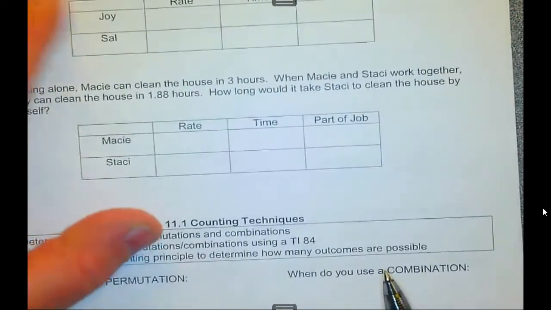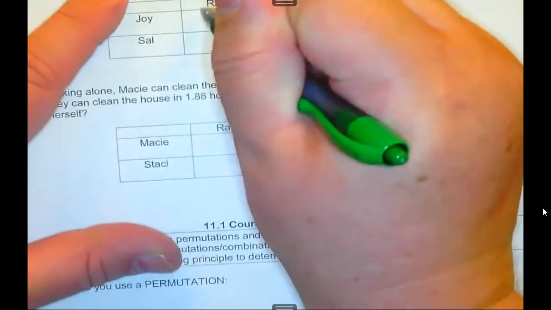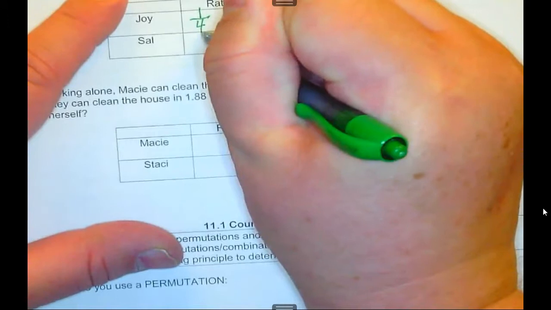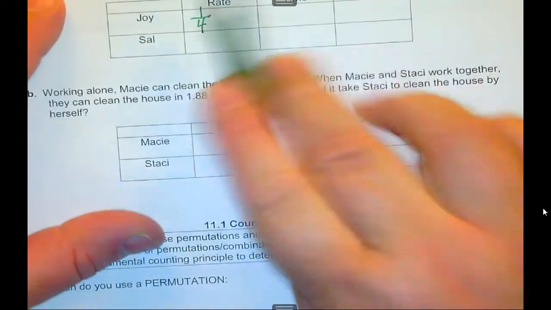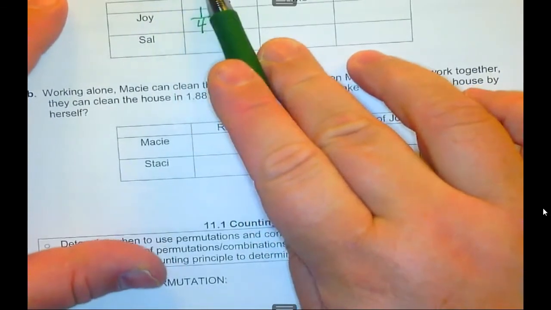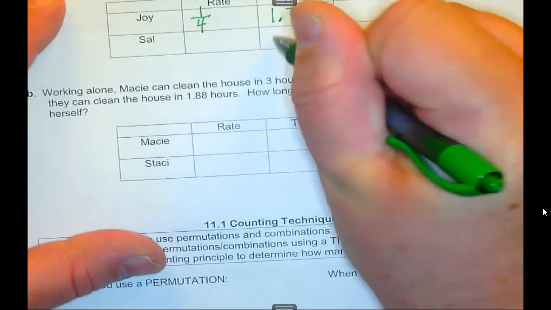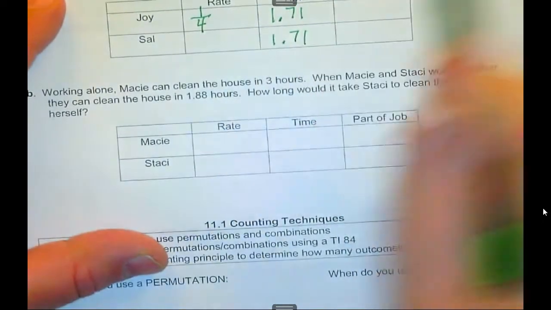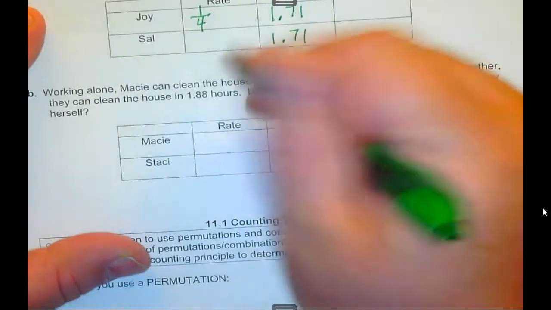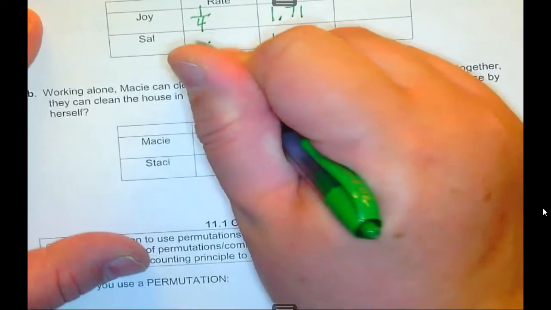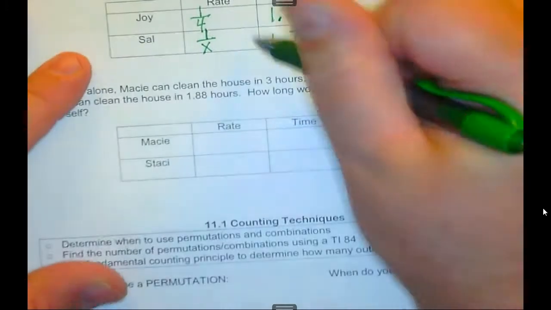11A. Working alone, Joy can create the final exam in 4 hours. So one job in 4 hours. When Joy and Sal work together, they can write the exam in 1.71 hours. So this time they give us the time. Together, 1.71. How long will it take Sal to write the exam by himself? So we don't know his rate.